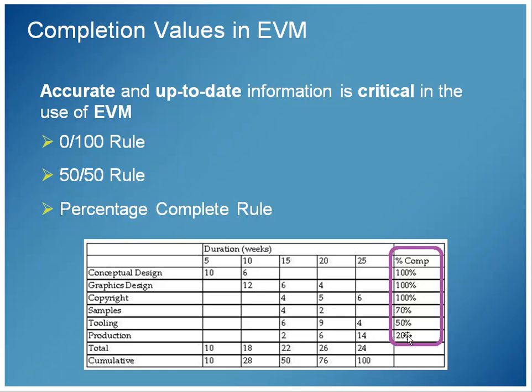One is a 0-100 rule. The idea behind a 0-100 rule is that the percentage is 0 until it's finished. So just because you've been working on it, that doesn't change the percentage. When you complete it, it switches immediately to 100. Until it's complete, it's at 0. That is unambiguous. It's very clear that the right value is recorded there. Are you done with the project? Yes or no. If you are, it's 100. If you're not, it's 0.